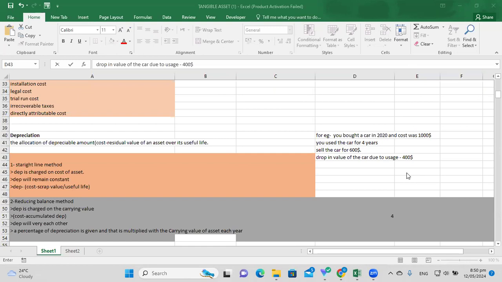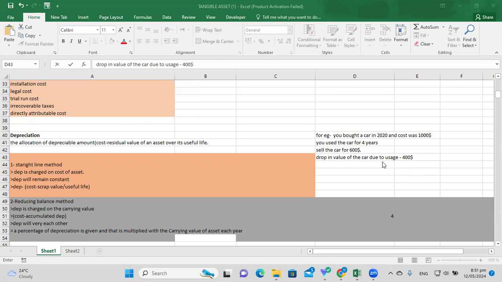So the drop in value of the car is 400. Again, why is there a drop in value? Because you bought a car for $1,000 in 2020 and used it for 4 years. So the value of the car is now not exactly what you bought it for. The car was used so much that the value now is 600, so you can sell it for 600. The drop in value due to usage is 400.